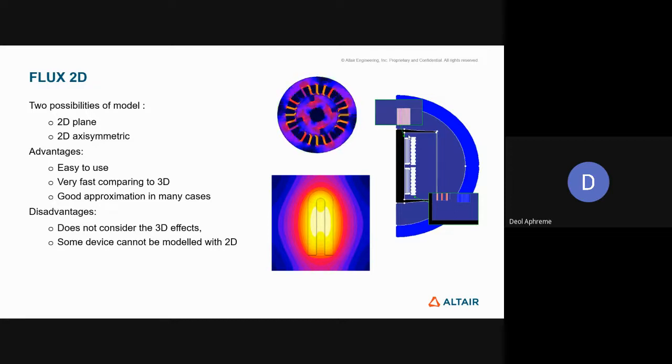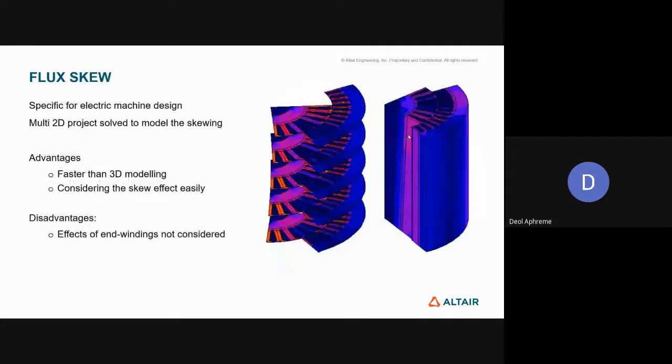And some devices, very rarely, cannot be modeled in 2D. Flux Q is strictly for electrical rotating machines. We have seen skewing of the rotor or stator for cutting down the torque ripple or the cogging torque for better performance of the machine. All those we have seen skewing.